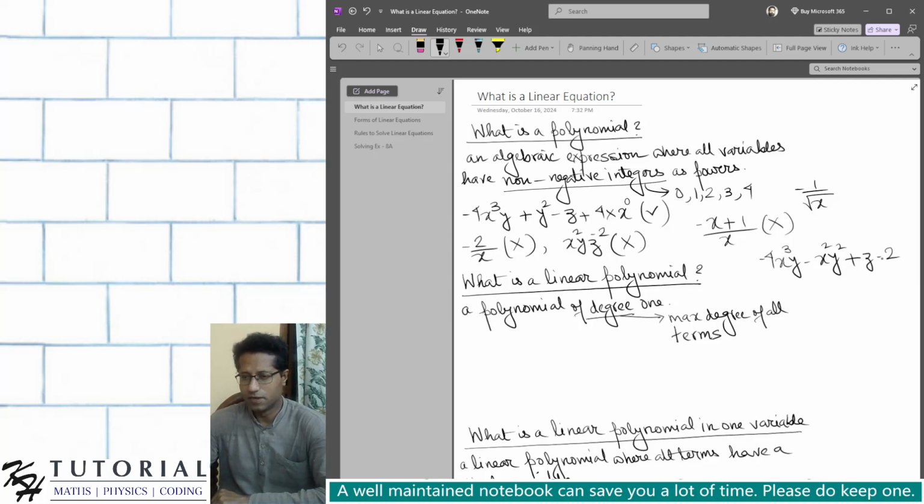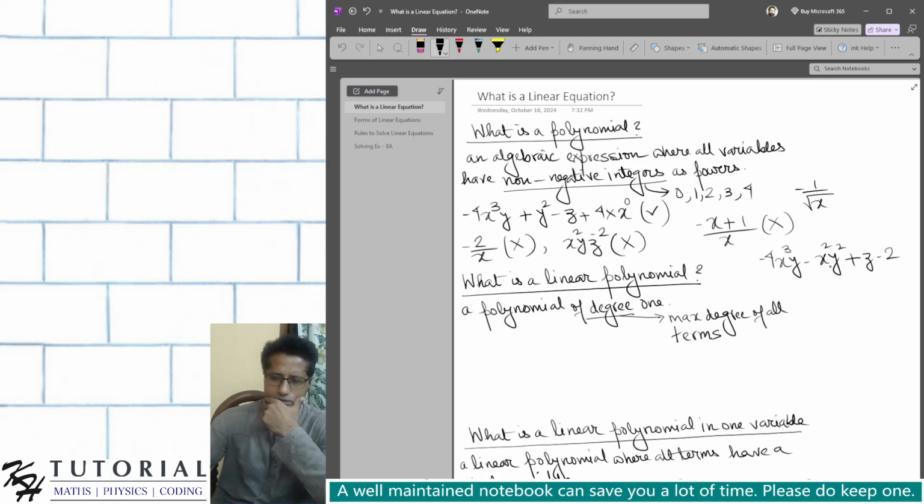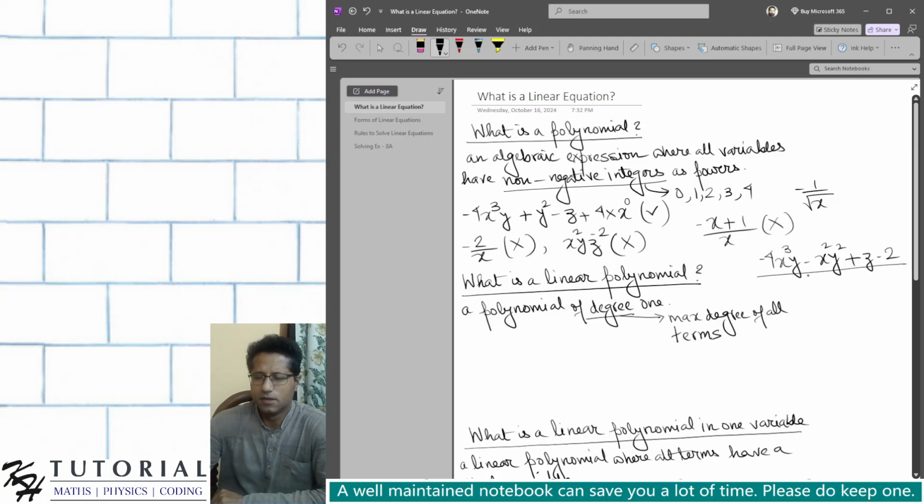polynomial? This is definitely a polynomial because all the powers of the variables are non-negative integers. The power of z is 1, the power of y in the second term is 2, the power of x in the first term is 3, and in the second term it is 2. So all the powers are non-negative integers. Now, what is the degree of this polynomial? The degree of this polynomial is the maximum degree of its terms.